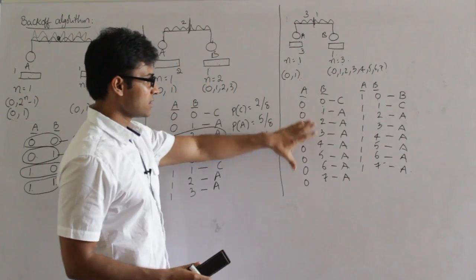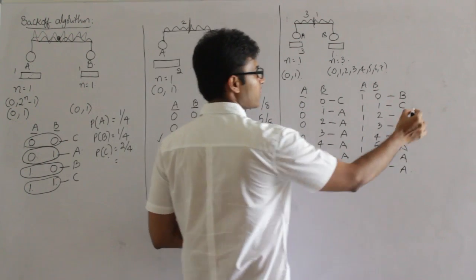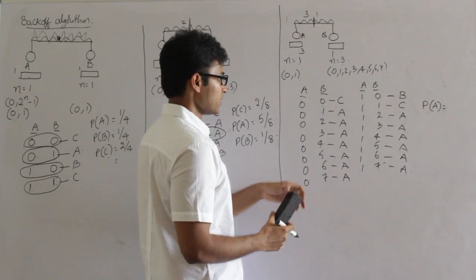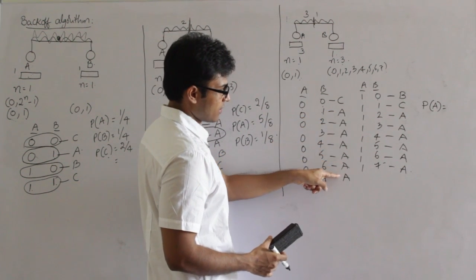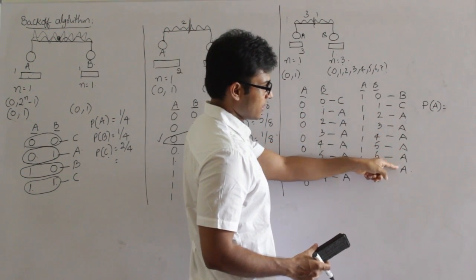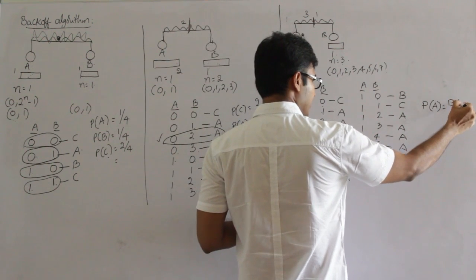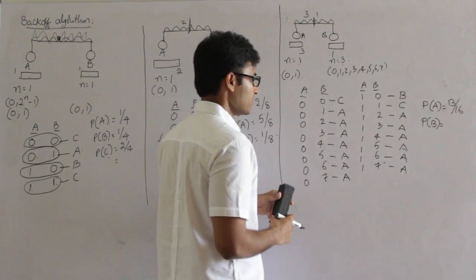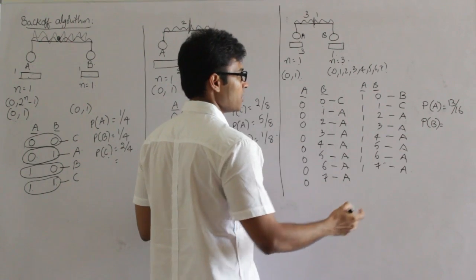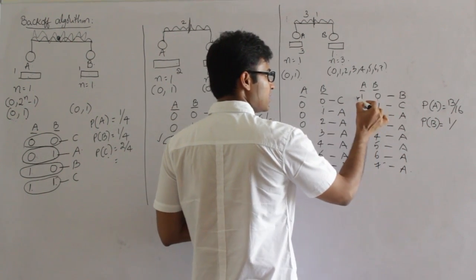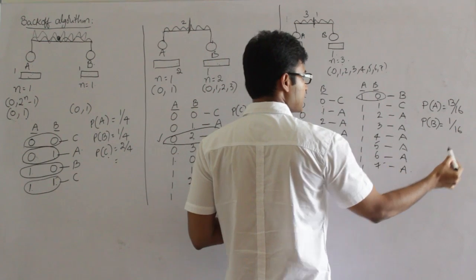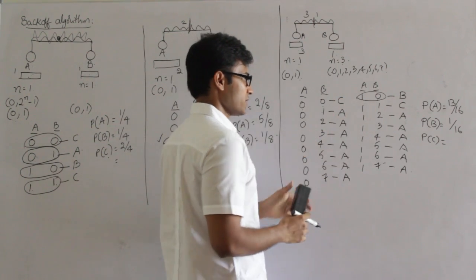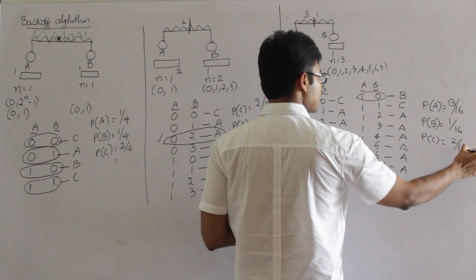Right? So in all the 16 combinations, what is the probability for A's winning? The probability for A's winning is 1, 2, 3, 4, 5, 6, 7, 8, 9, 10, 11, 12, 13, which means 13 by 16. What is the probability for B's winning? In all these 16 combinations, only one case, B1, which means 1 upon 16. What is the probability for the next collision? Only 2 chances, 0, 0 and 1, 1, which means 2 upon 16, right?